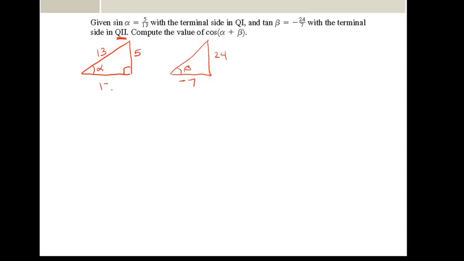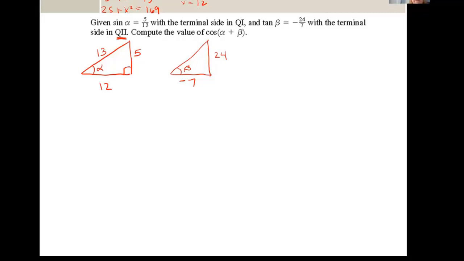It's 12, right? It's Pythagorean theorem. So we have 5 squared plus x squared equals 13 squared. So 25 plus x squared equals 169, and x squared equals 144. So x equals 12. Good.